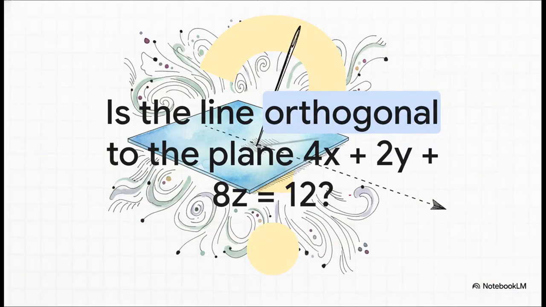This is a really good conceptual question. Orthogonal just means the line hits the plane at a perfect 90-degree angle. Think of a pin pushing straight down into a piece of cardboard. Is that what's happening here?